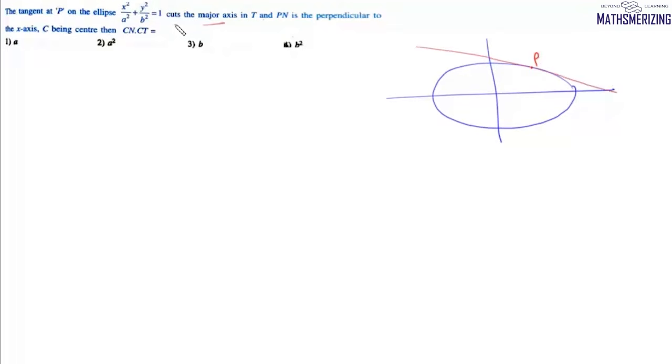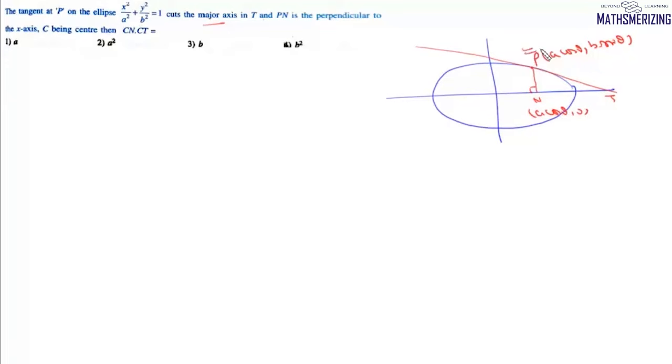Now here the question is, the tangent at any point P on the ellipse cuts the major axis in T, and PN is the perpendicular to the x-axis, and C being the center, we need to find the value of CN into CT. So we have this ellipse whose center is at C. Then from any point P, we draw a tangent. Now this tangent cuts the major axis in T. So this is T, and now PN is perpendicular to the x-axis. So this is your point N. So let this point P be a cos theta, b sin theta. Now this N will be a cos theta comma 0.